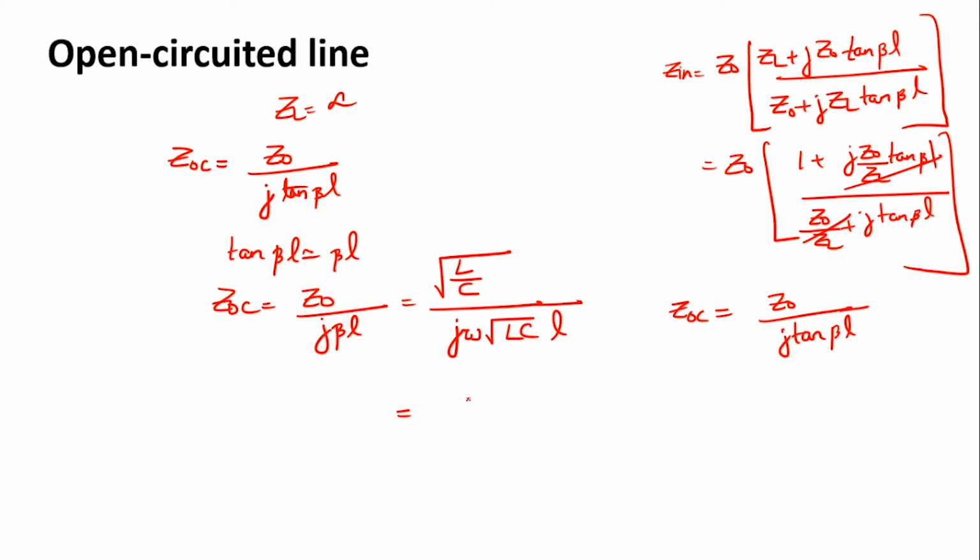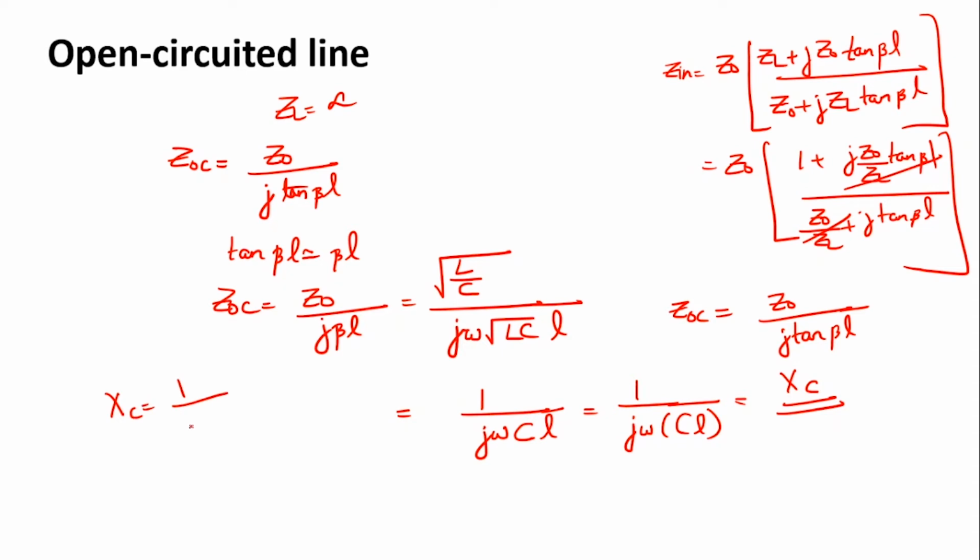So, on substituting, you will get 1 by J, square root of L will get cancelled, J omega square root of C into square root of C, that is capital C into L. Okay, this can be written as 1 by J omega CL. So here this is again equivalent to XC. It can be written as capacitive reactance with XC is equal to 1 by omega C into L. Capacitance value per unit length, that is C, L is total length.